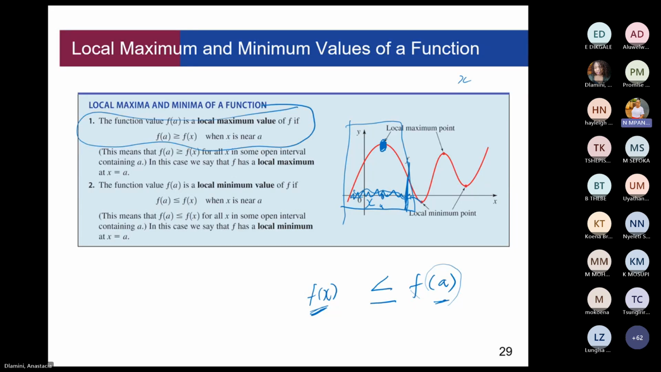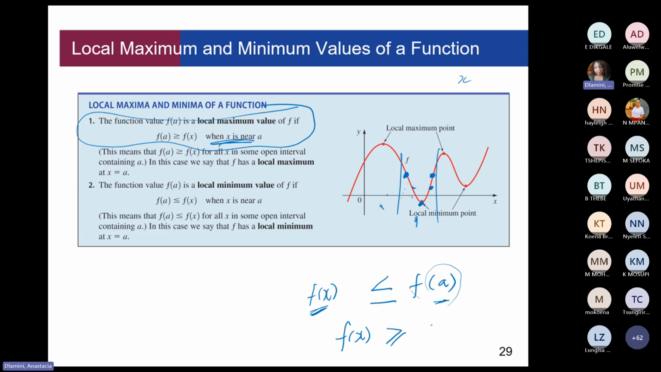Okay, ma'am. All the values that are near a. Meaning that if I choose now, let's go to the next region, this region over here. You see, if a is here, do you see that this x value is greater than a, and this x value is greater than a, and this x value is greater than a, meaning that f of x will be greater than or equal to f of a in that particular region. So that's a local minimum. That's what they say. So if you're looking at this graph, this is a local maximum, this is a local maximum, and this is a local minimum, and this is a local minimum.